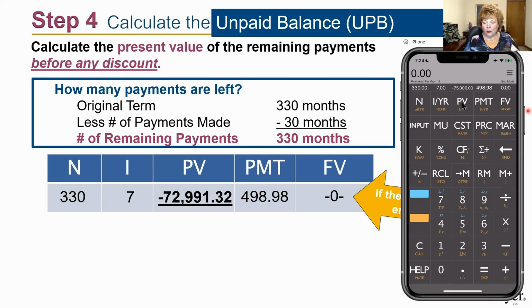And now all we're going to do is come over here and press PV. We are solving for the present value of the remaining payments. And it tells us that indeed the present value of these 330 payments is $72,991. So that's the current balance that is owed on the note. And it is the value of the note without any discount. Now, we always buy at a discount, so it's going to be less than that when we get done.